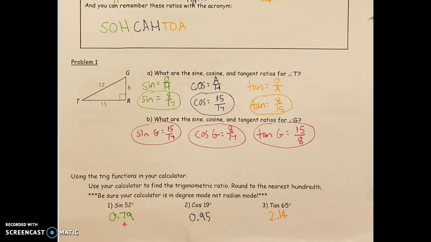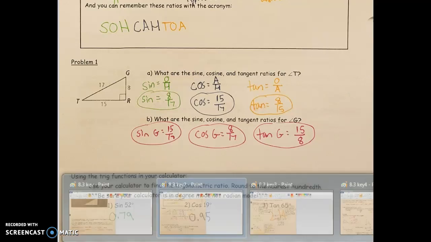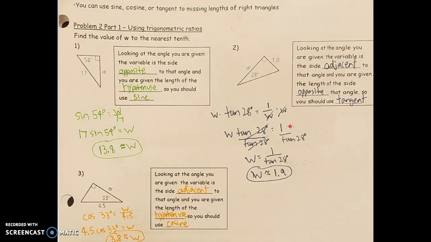You should get 0.79. Cosine of 19 degrees should give you 0.95, and tangent of 65 will give you 2.14. If you can't get those, you need to be able to ask and see how to get those to come up on your own calculator. So let's try and use sine, cosine, tangent to find some missing lengths.